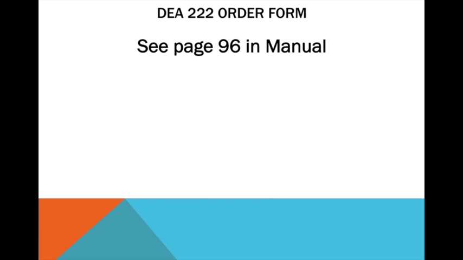I'll go ahead and include a link below of a DEA 222 order form so you understand what it looks like. But a DEA 222 order form is the form specifically to order controlled medications. That is going to be an important form that you'll need to know. The DEA 222 form is to order controlled medications.